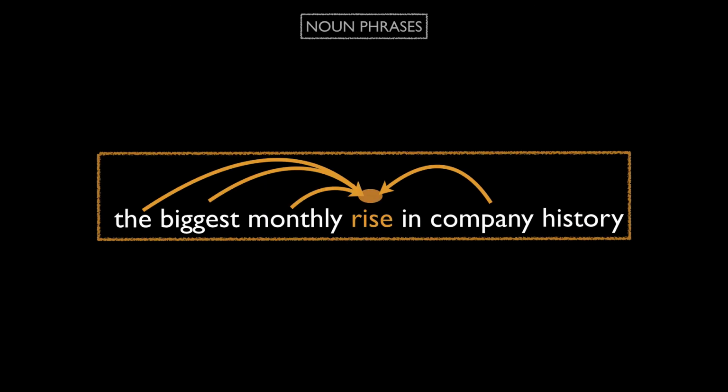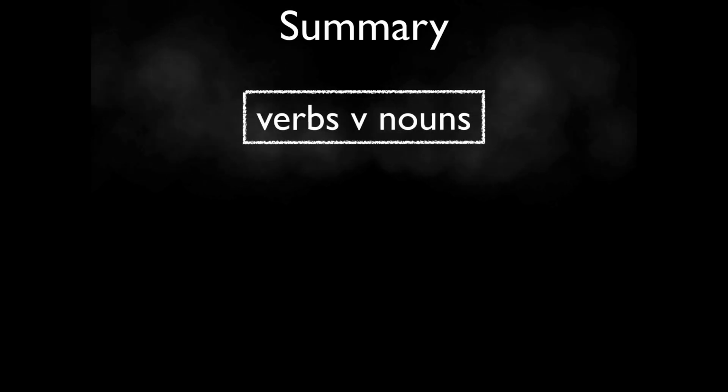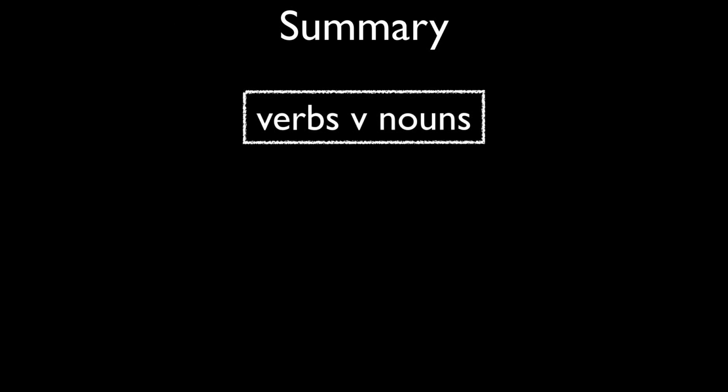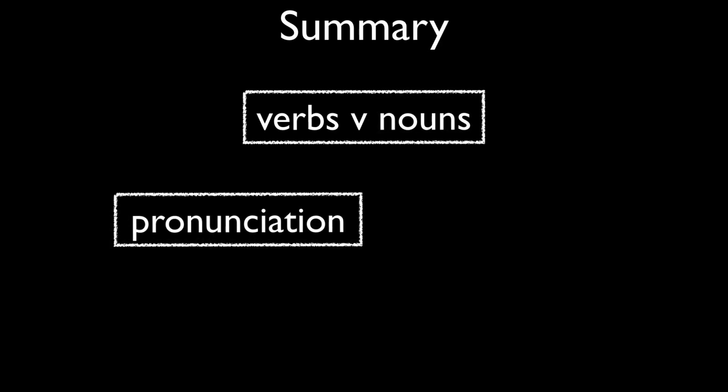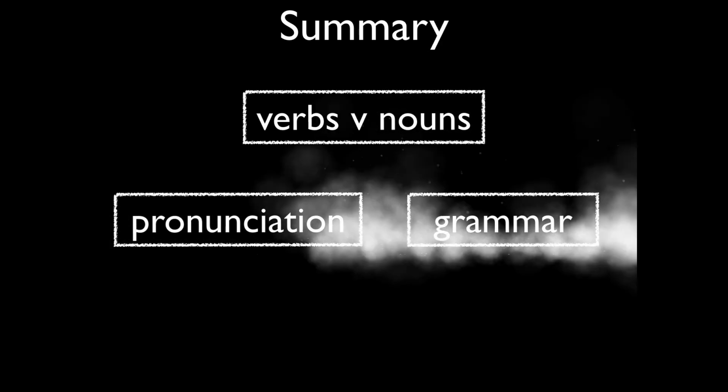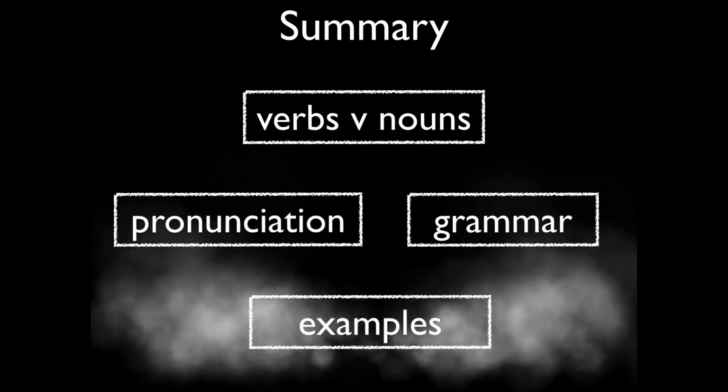And you can see with noun phrases, sometimes we can pack lots of information before the noun, pre-qualifiers, or after the noun, post-qualifiers. So the biggest monthly what? Rise, and then prepositional phrase afterwards in company history. So to summarize, we've looked at some examples where there are verbs and nouns of change or for describing graphs. We've looked at similarities or differences in pronunciation, grammar, and put them in some examples.